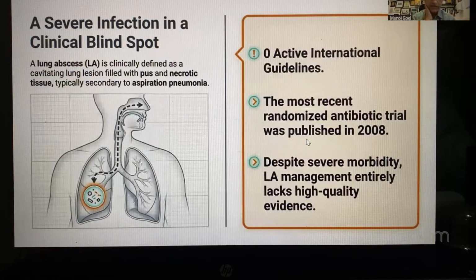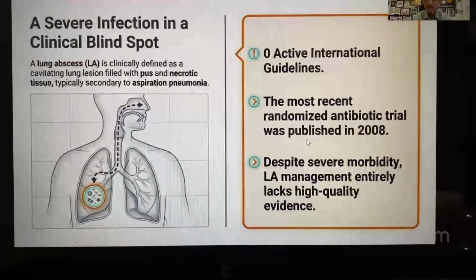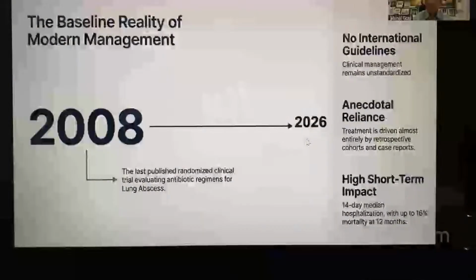Coming to lung abscess, it is clinically defined as a cavitating lung lesion filled with pus and necrotic tissue. It typically occurs secondary to aspiration pneumonia, but it's a severe infection in a clinical blind spot because we don't have any active international guidelines on the management of lung abscess. The most recent randomized antibiotic trial was published in 2008, about 20 years ago. And despite severe morbidity, the management of lung abscess entirely lacks high quality evidence.